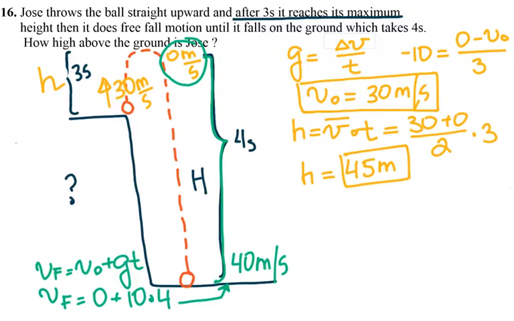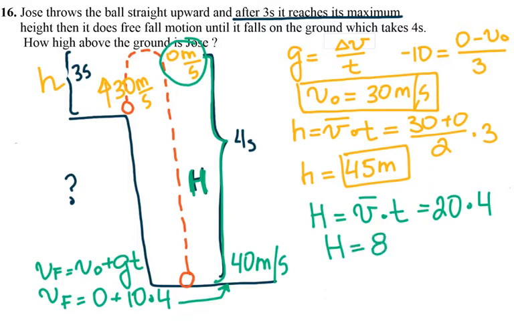So now I'm going to calculate this height. This height is equal to average velocity times the time. So initial 0, final is 40, that gives me 20. Time is 4 seconds, so this height is 80 meters.